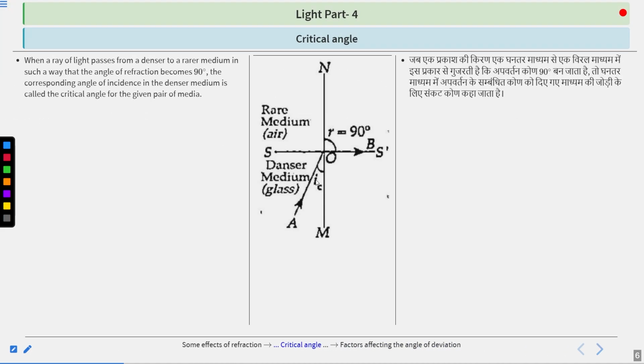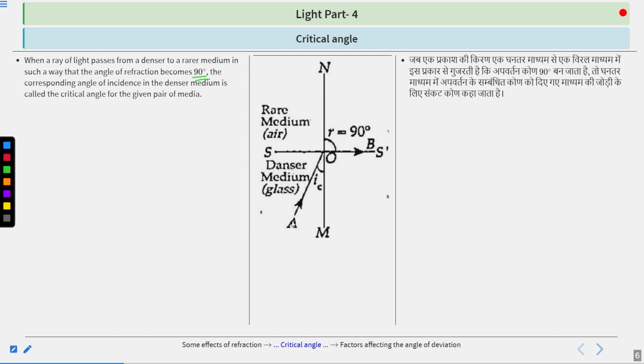After finishing some effects of refraction, let's have a look at the critical angle. What do we mean by this? That's the main point. When a ray of light passes from a denser to a rarer medium in such a way that the angle of refraction becomes 90 degrees, the corresponding angle of incidence in the denser medium is called the critical angle for the given pair of media.